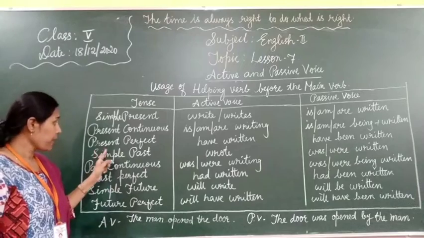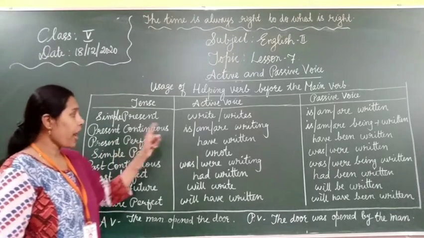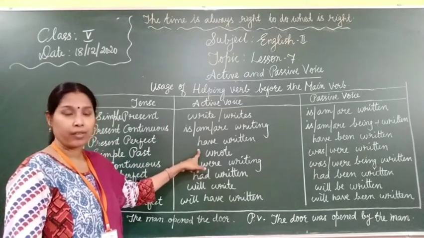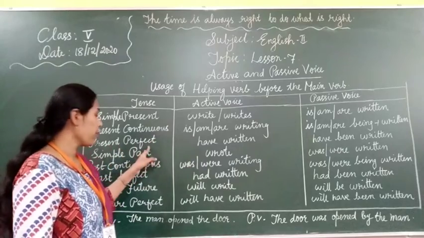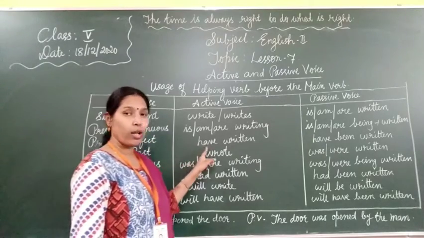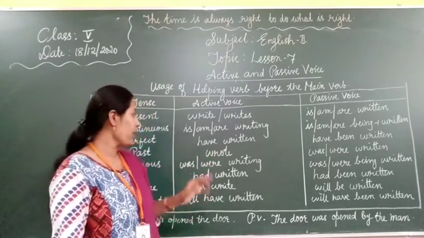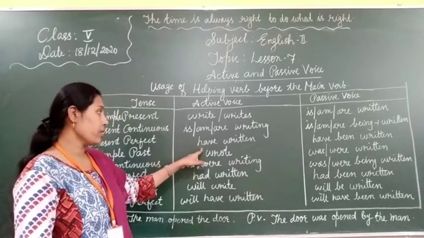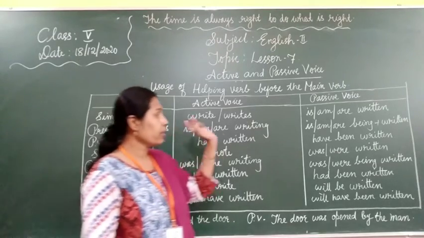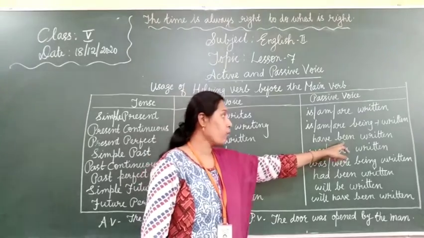Next, in present perfect tense, active voice, have written. What is the form of present perfect tense? Has or have plus the past participle, right? So in active voice, if it is have written, then in passive voice it is have been written.